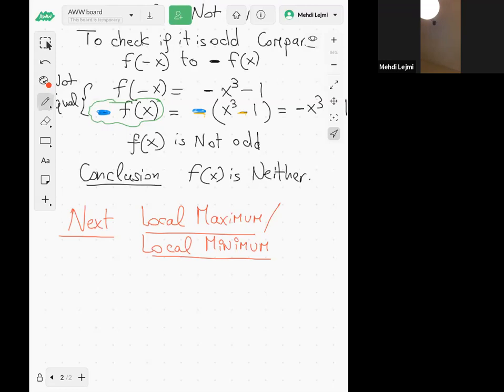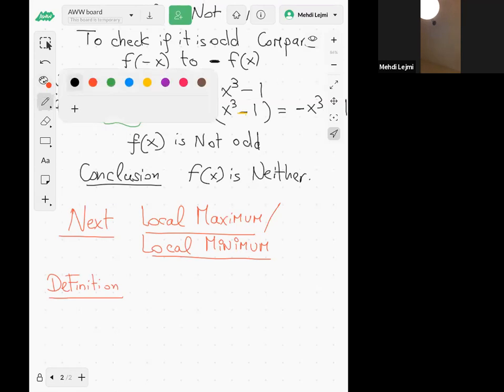So let's start with the maximum. Okay, so local maximum, let me just write down here the definition for you. But then we have to be careful here because there's this word local. When you say local maximum, it's not exactly the highest point in the graph. So I'm going to give you a couple of examples and you'll see.